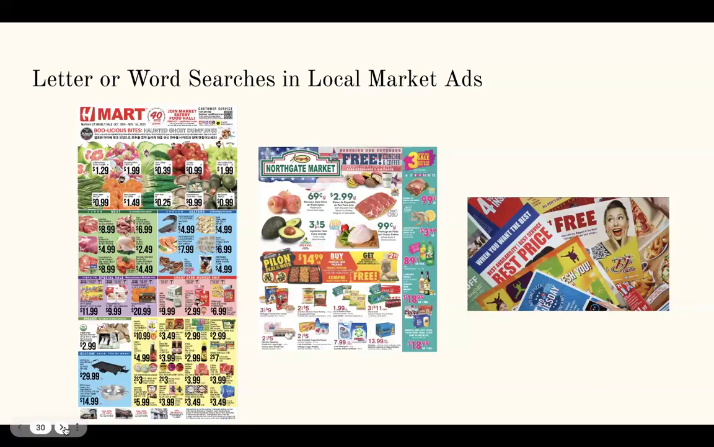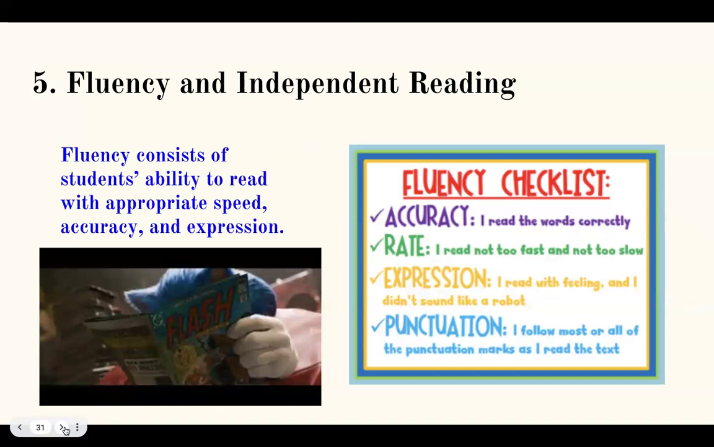A fifth element is fluency and independent reading. So we want our students to actively and repetitively engage with this reading process so that their reading becomes fluent, meaning it's accurate and has a rate that allows them to really focus on the meaning as opposed to decoding the words. We want students to be able to read with expression, to make appropriate pauses and inflections with punctuation, to really be able to engage with the meaning behind text.